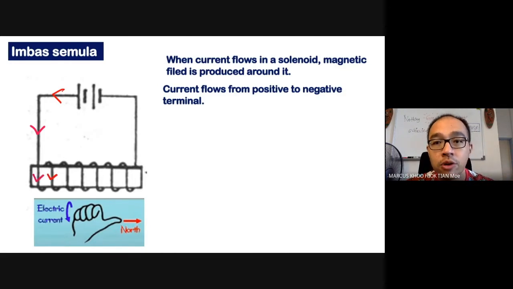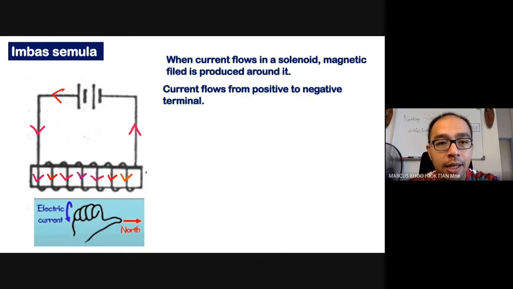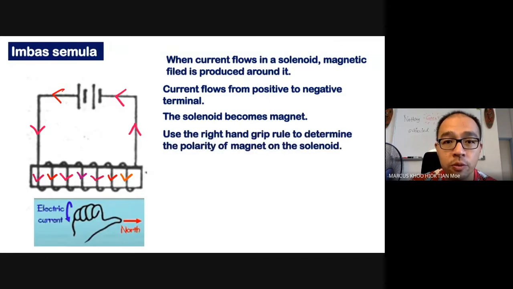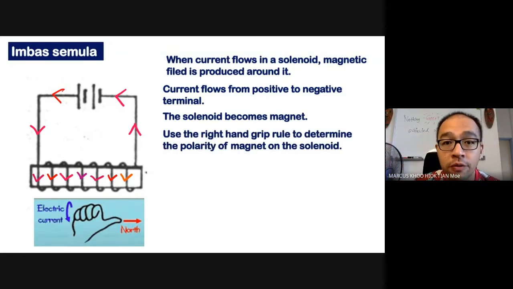So follow the current carefully. I'm drawing all the arrows for you. We find that if we use the right-hand grip rule to determine the polarity of the magnet on the solenoid, the most important thing about using the right-hand grip rule is the fingers must be facing you.